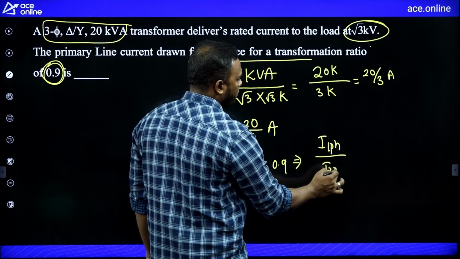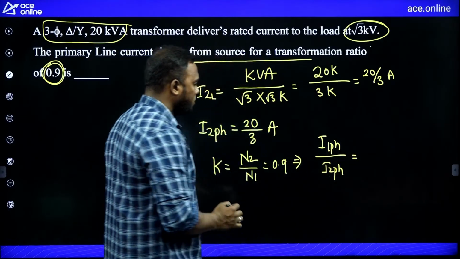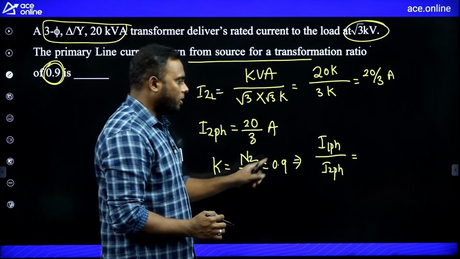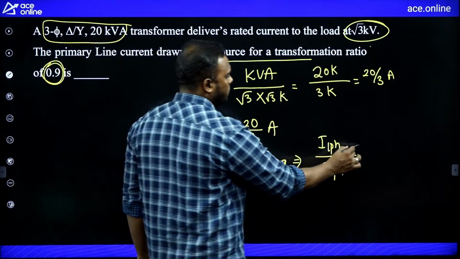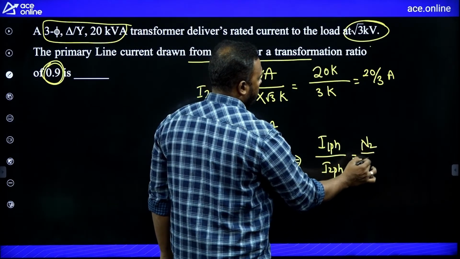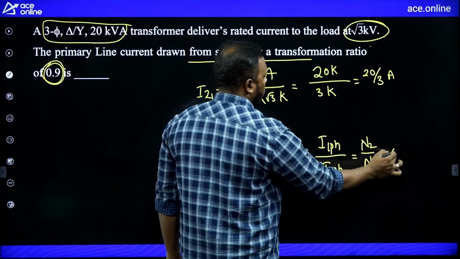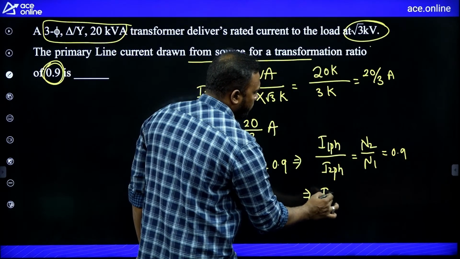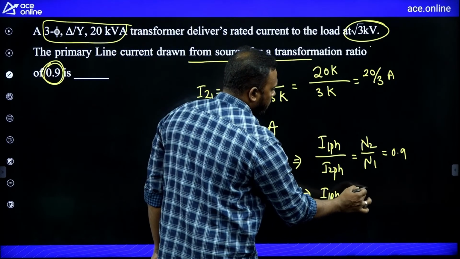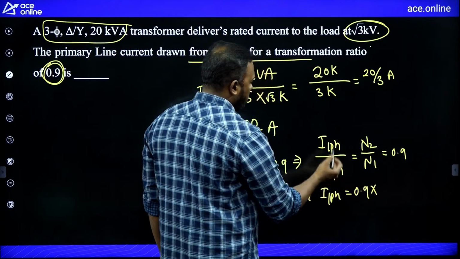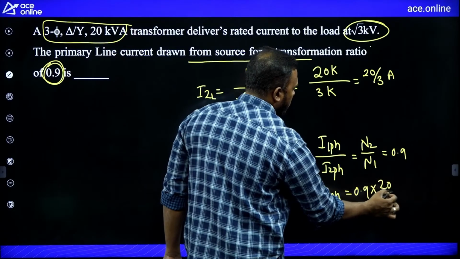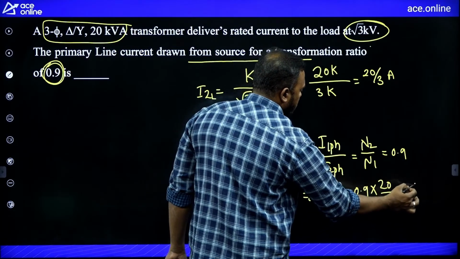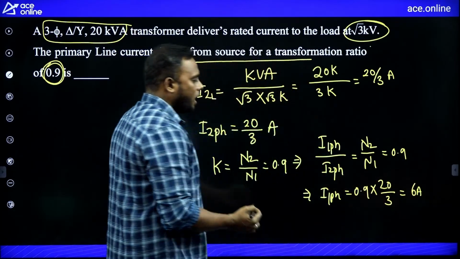I1 phase by I2 phase is equal to how much? I1 by I2 is what? N2 by N1 only, no? Transformation ratio N2 by N1, which is given as 0.9. Calculate the primary phase current from this. I1 phase is equal to 0.9 into I2. I2 is 20 by 3. So this is 18 by 3, 6 amperes. Okay, that is I1 phase.